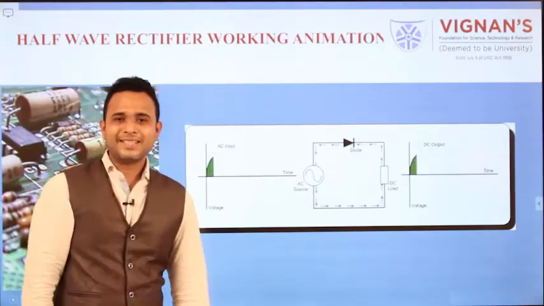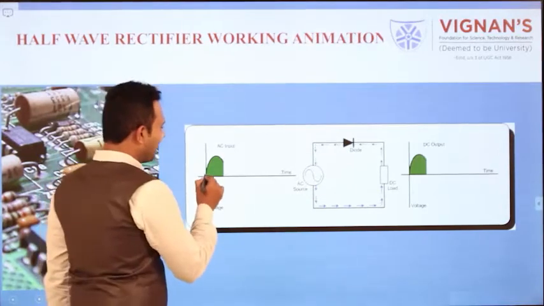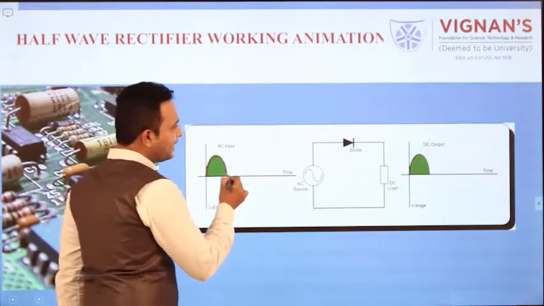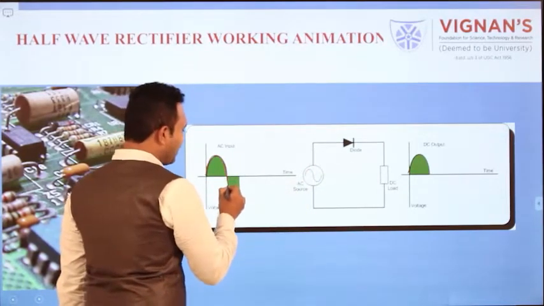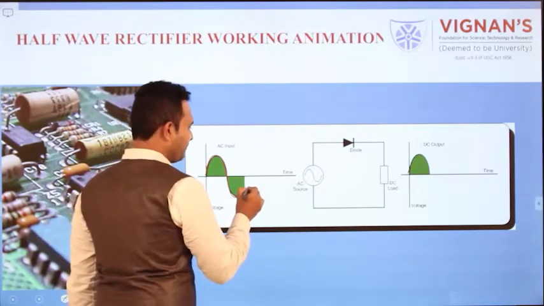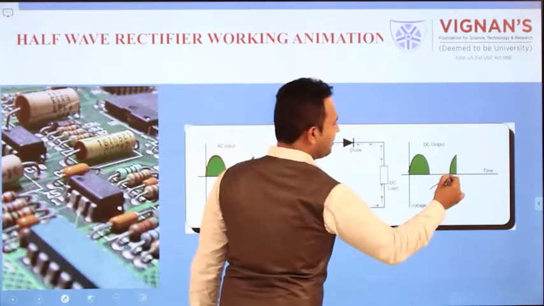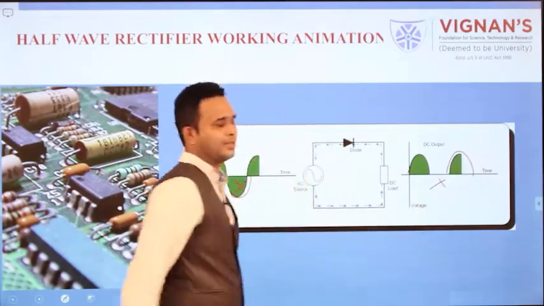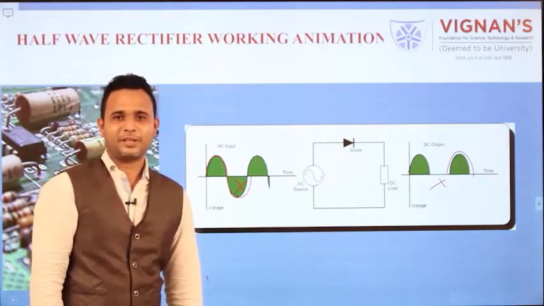This is the basic animation of the half wave rectifier. At the time of the positive peak, the same positive peak is coming at the output, and at the time of the negative peak it is suppressed. Again the positive peak is coming, right? This is the basic operation of the half wave rectifier, right?